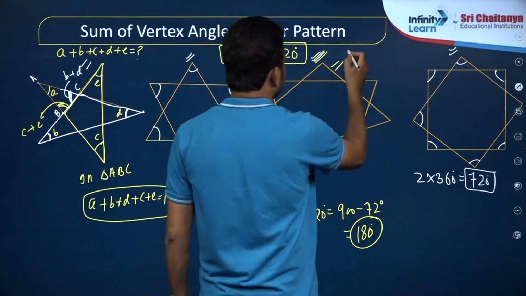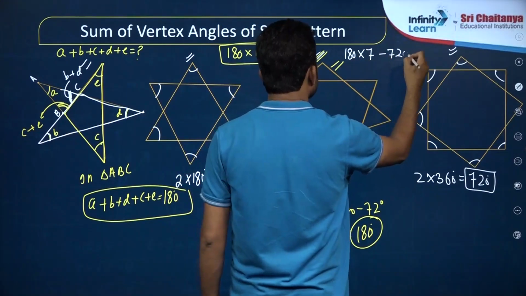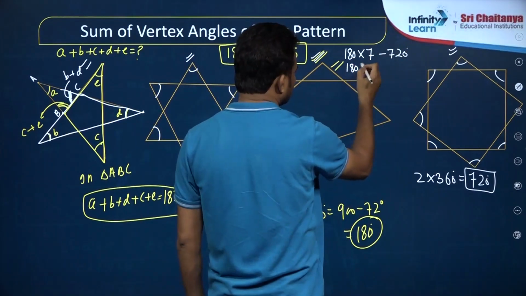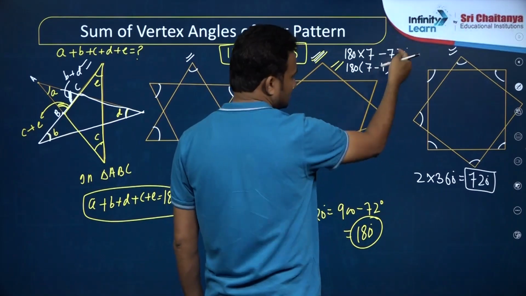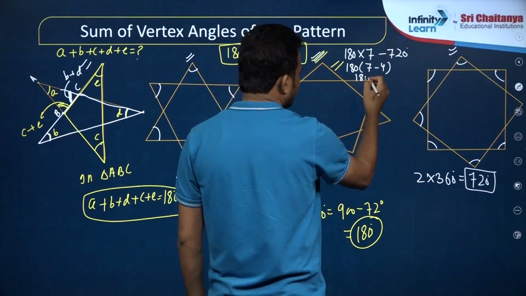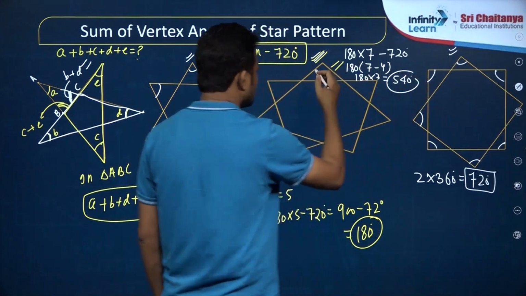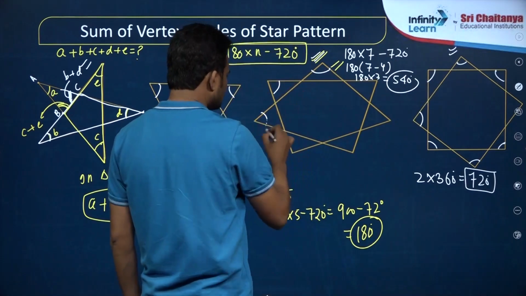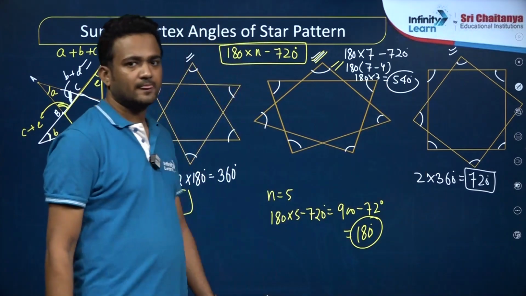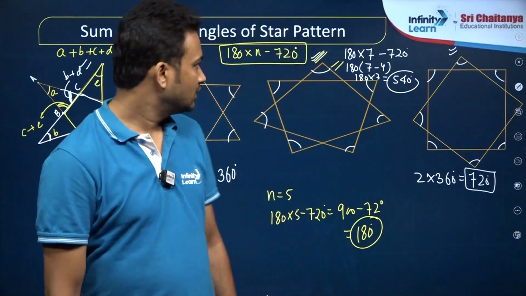If I put n equal to 7, we'll get 180 into 7 minus 720, right? If I take 180 common, we'll get 7 minus 4, na? 180 into 4 is 720, and 7 minus 4 is 3. So 180 into 3 is 540. Means the sum of all these vertex angles will be 540. Understood, everyone? Hopefully this concept is clear to everybody.